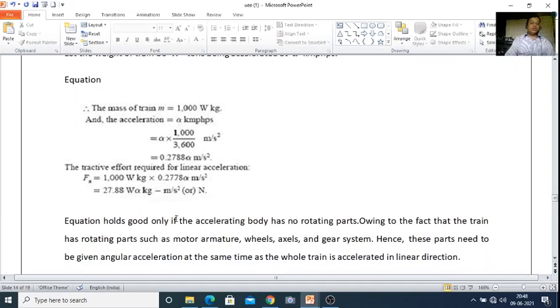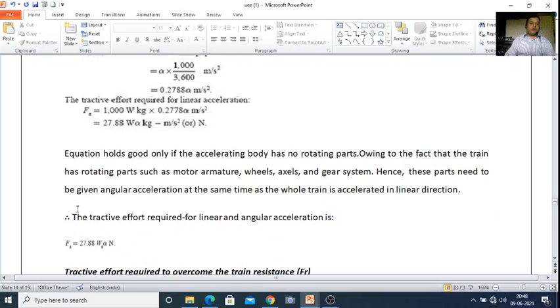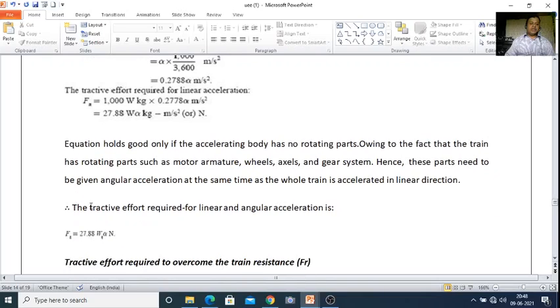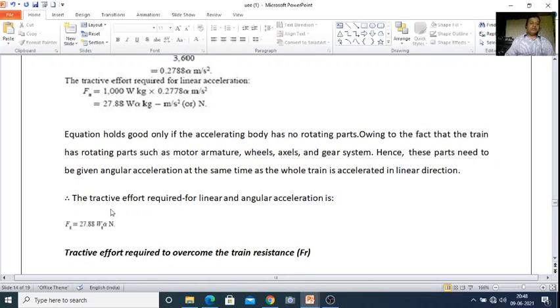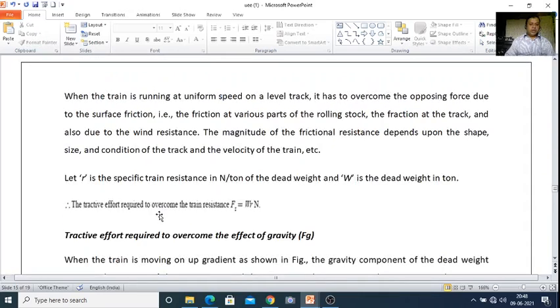The equation holds good only if the accelerating body has no rotating parts. Owing to the fact that a train has rotating parts such as motor armature, wheels, axles and gear system, these parts need to be given angular acceleration. At the same time, the whole train is accelerated in the linear direction. The tractive effort required for linear and angular acceleration is given by Fa equal to 277.8 W alpha. Next, the tractive effort required to overcome the train resistance.